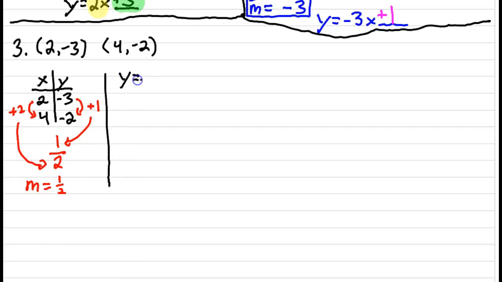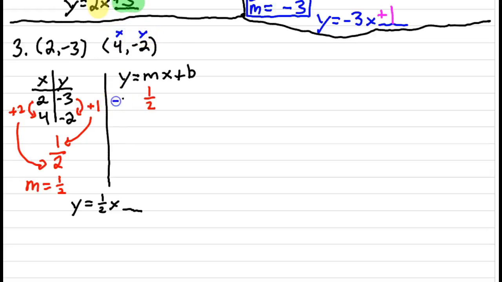I'll do the y-intercept. Oh, I can start off my answer. It's going to be y equals 1/2 x, and whatever I get for my y-intercept. Slope is 1/2. You get to choose what points to use. I can use 2, -3 or 4, -2. I'm going to go with 4, -2.